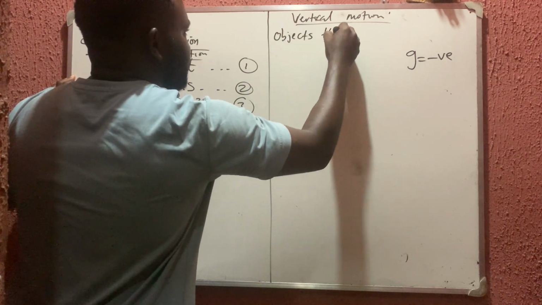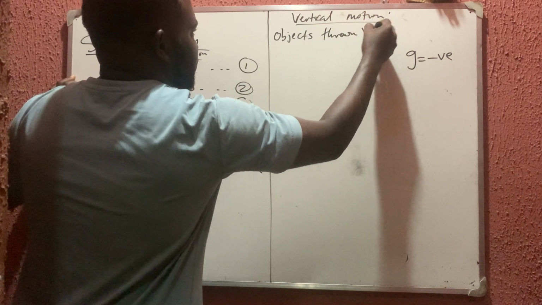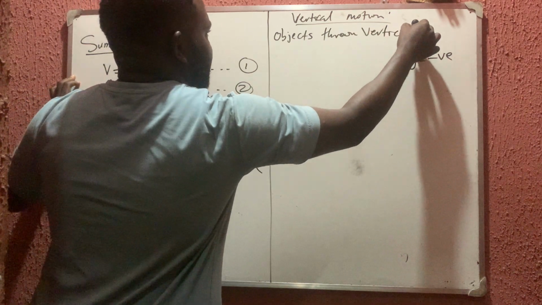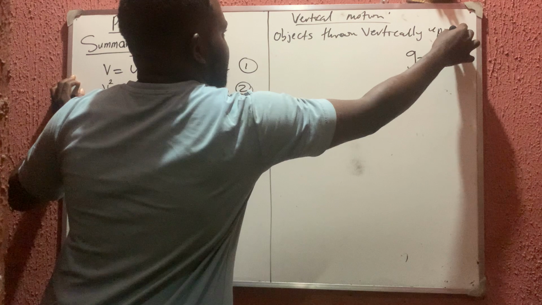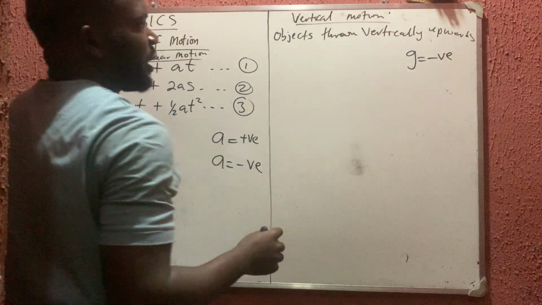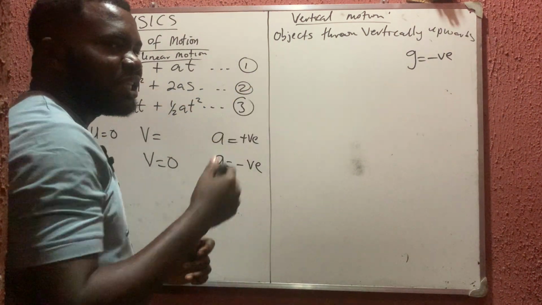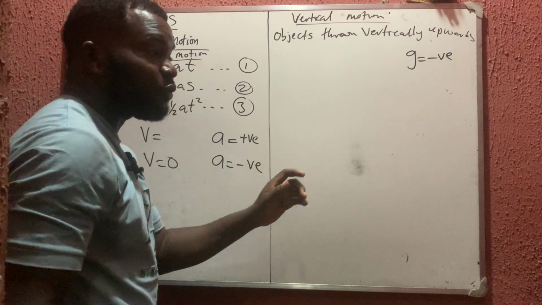Object thrown vertically upwards. Okay, now if you throw it vertically upward, it is moving against gravity, so therefore what happened?